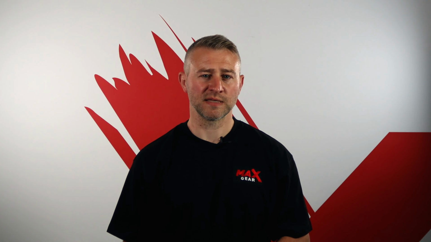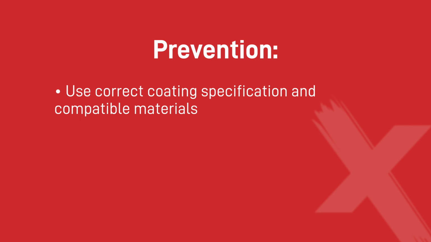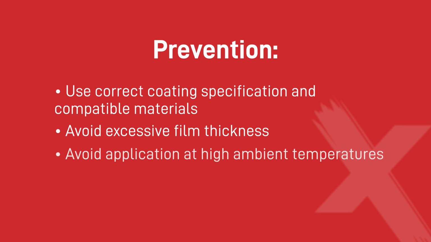Alligatoring can be prevented by using the correct coating specification shown in the technical data sheets. It can also be prevented by avoiding excessive film thickness and avoiding application at high ambient temperatures.